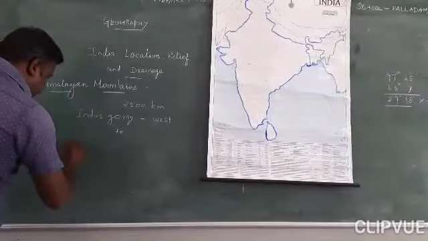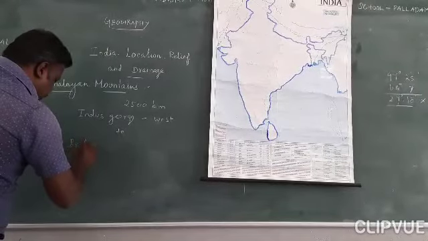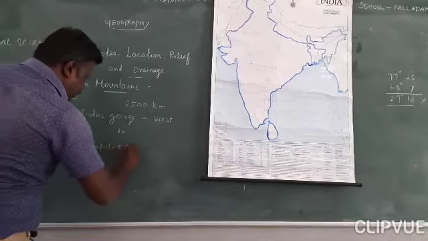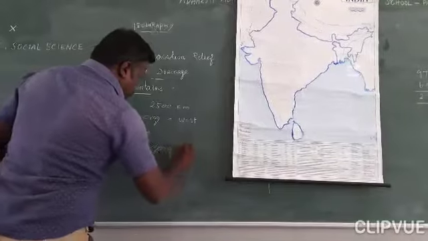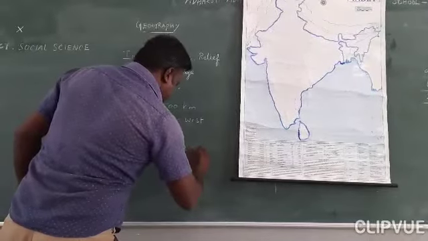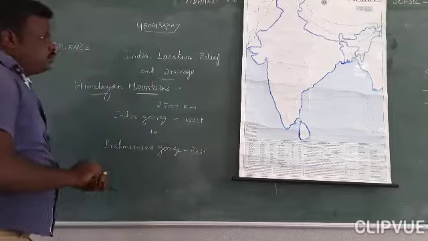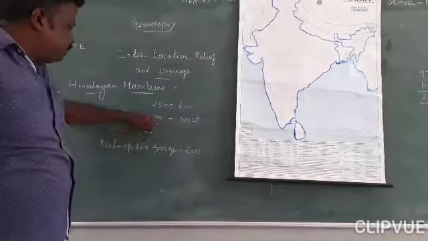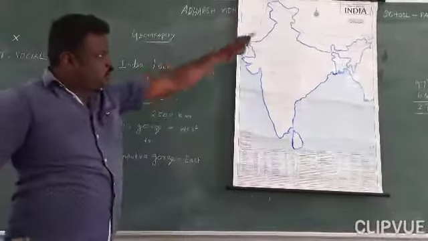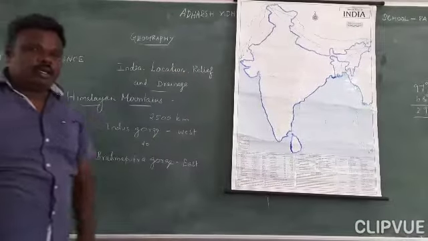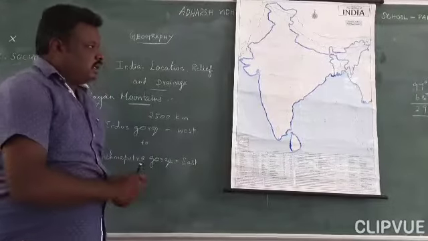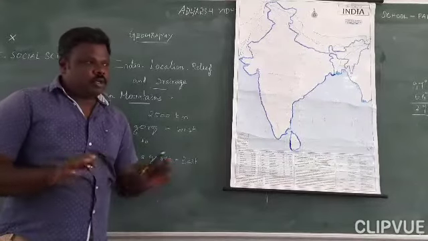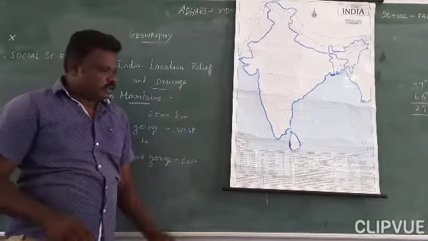So where to where now? Watch in the east. Totally, you can see right from the Indus Gorge to the Brahmaputra Gorge, covering 2500 kilometers. So this is the length, and the width of the Himalayan mountains is varying. It's not equal in all the places.